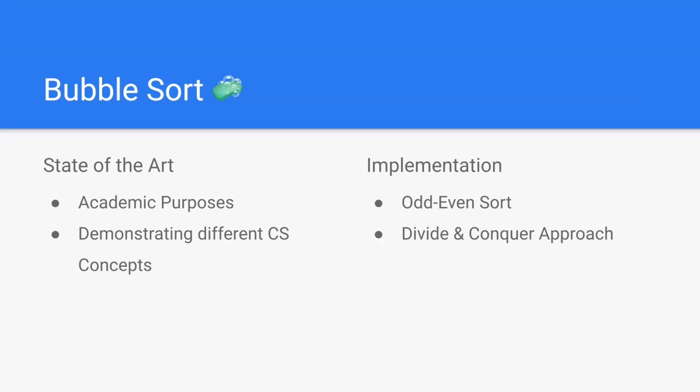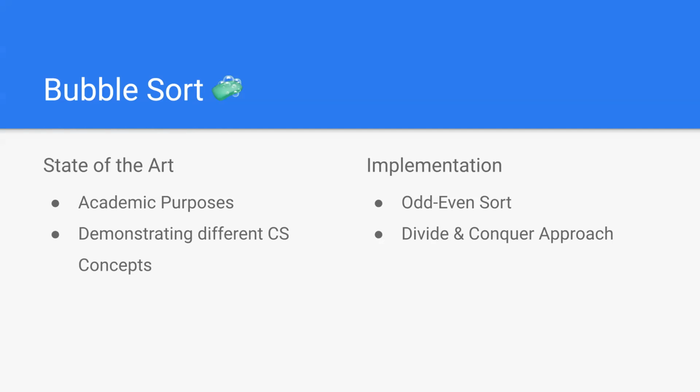And the state of the art really, of course, since this algorithm is not being used in industry or to solve big problems because of its time complexity, a lot of the research papers are mainly for academic purposes. And what these academic papers show is the different ways one can parallelize an algorithm such as bubble sort, whether it be in different architectures like a CPU versus a GPU architecture, and understanding the different runtimes between architectures. Now, the implementations that we took were two. The first one was the odd even sort, and the second one was the divide and conquer approach.